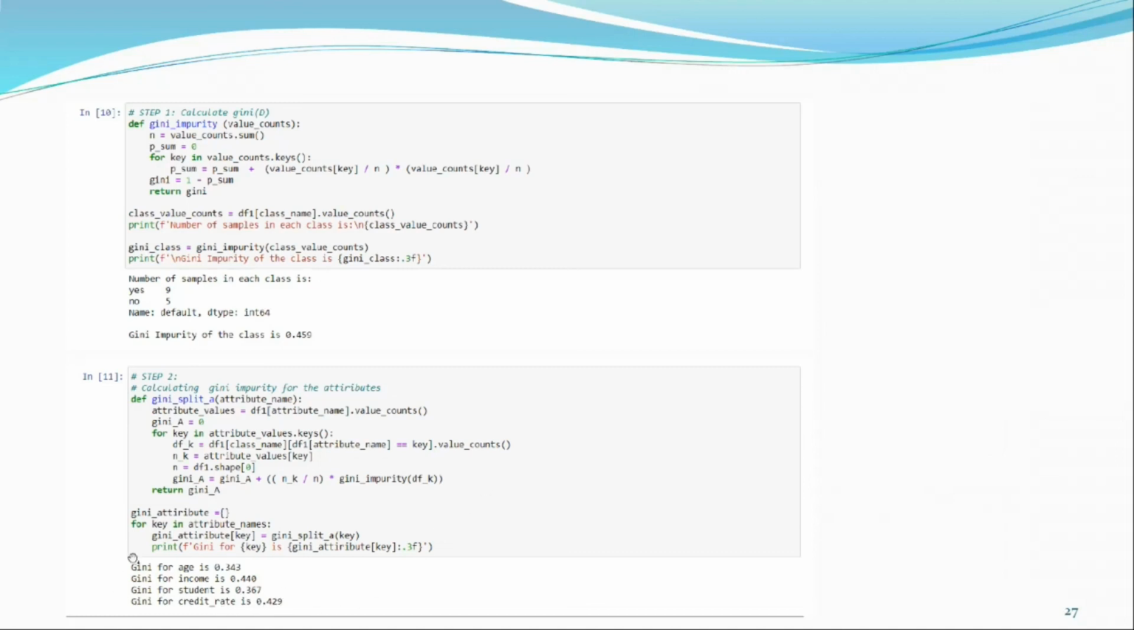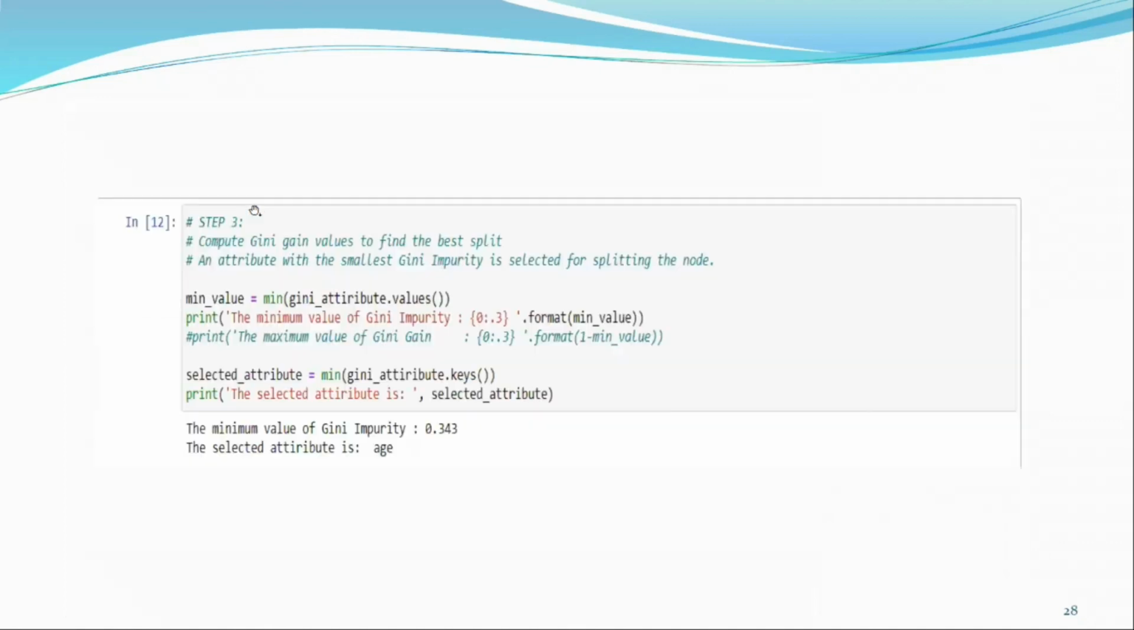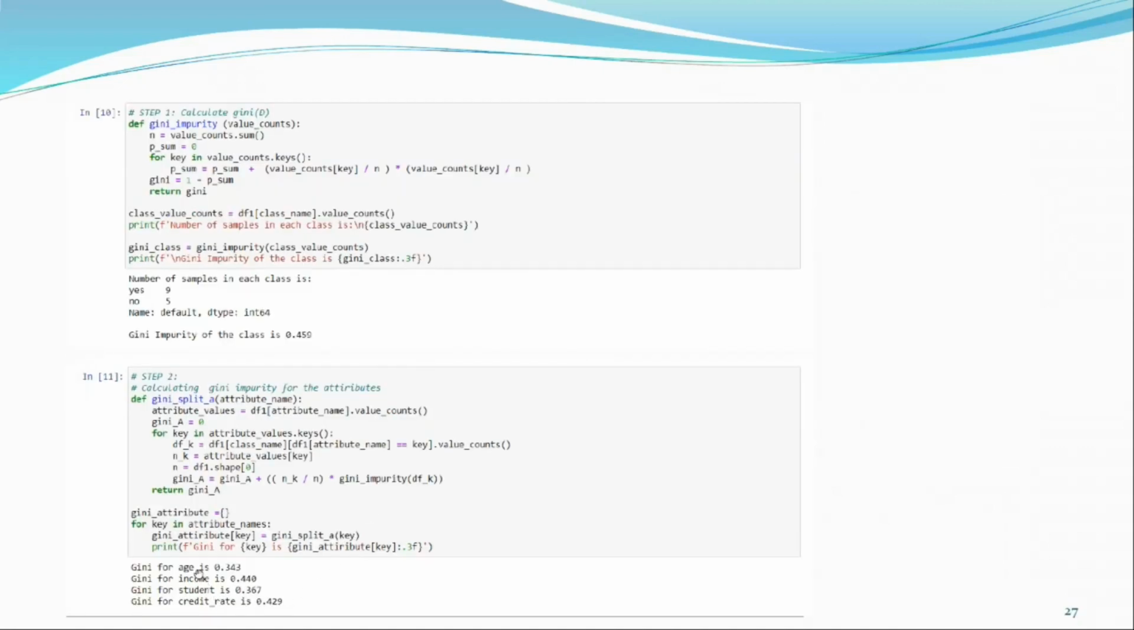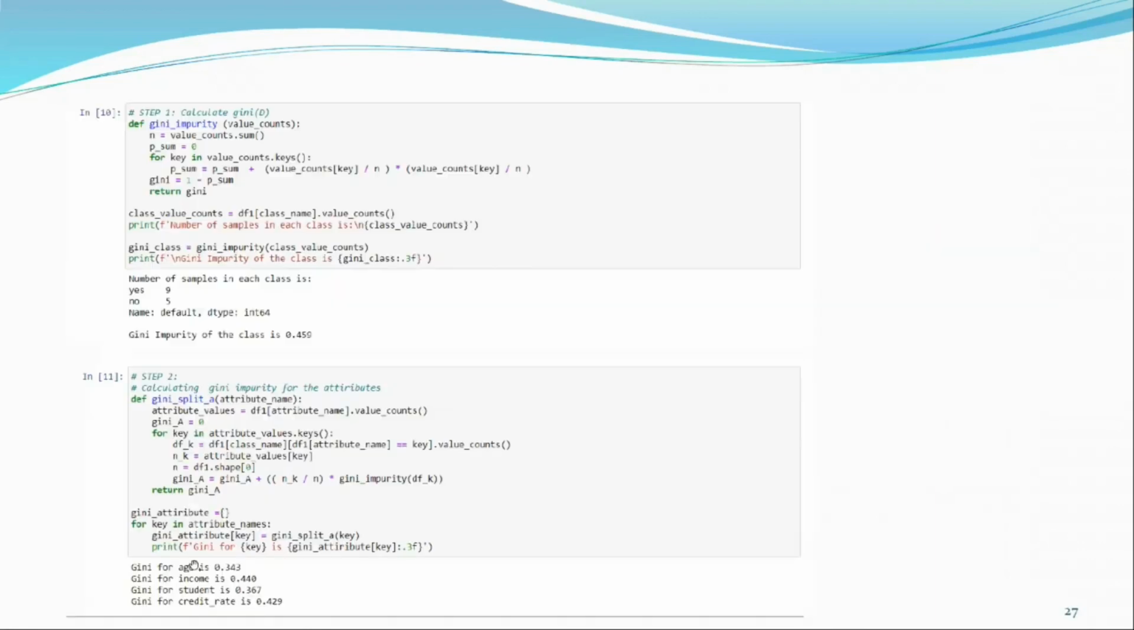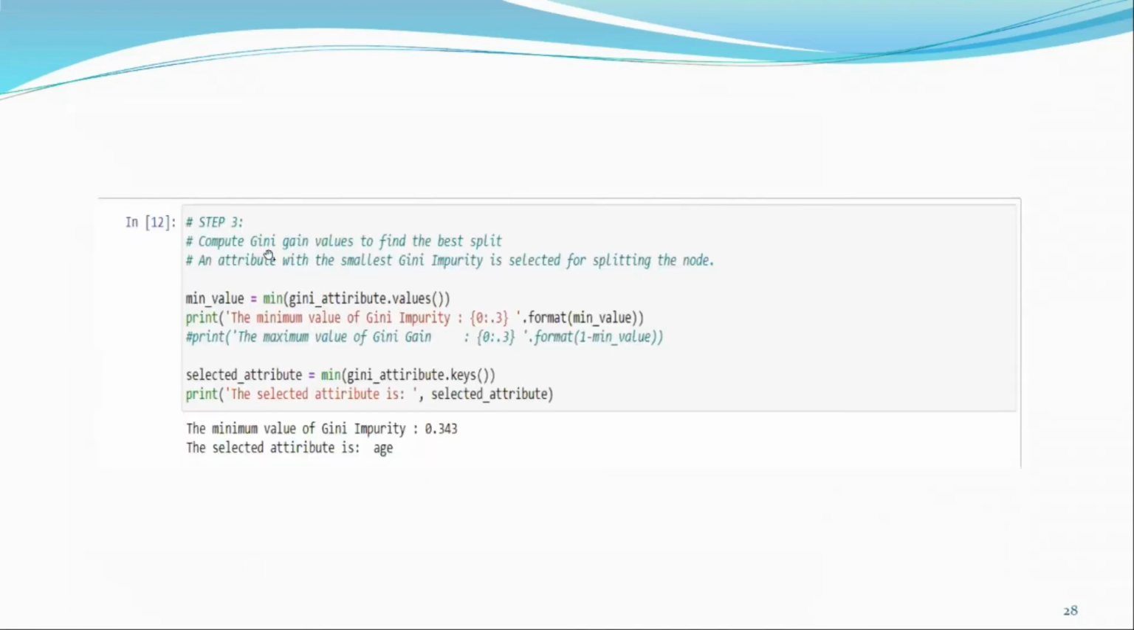Next we will check which one is the lowest. The minimum value from the Gini attributes is 0.343, so the corresponding attribute is age. So the minimum Gini impurity value, with attribute age, will be our splitting attribute.